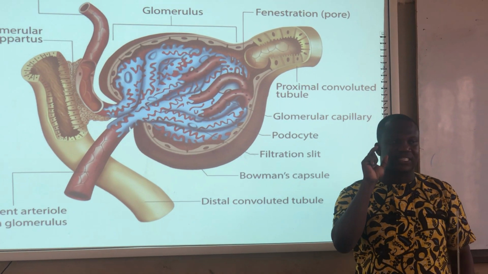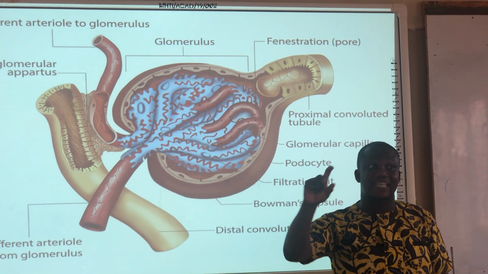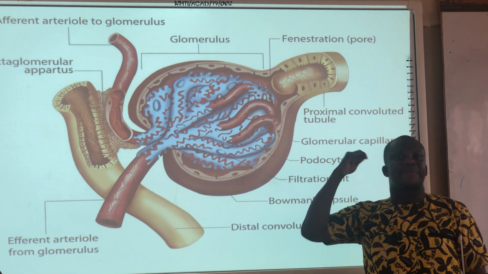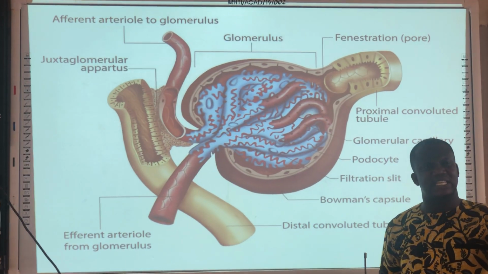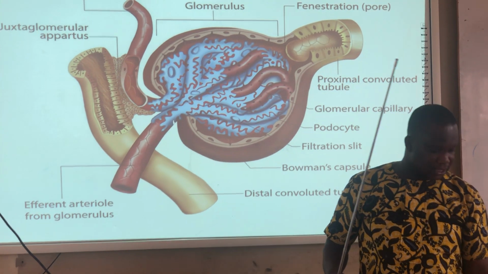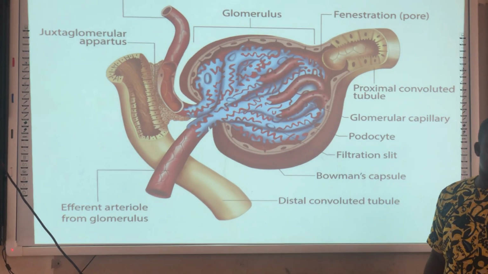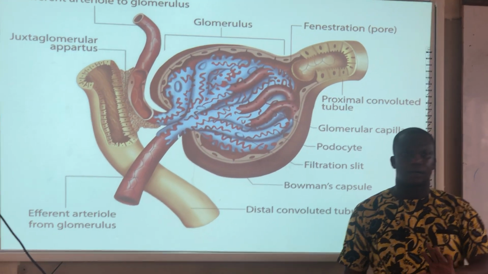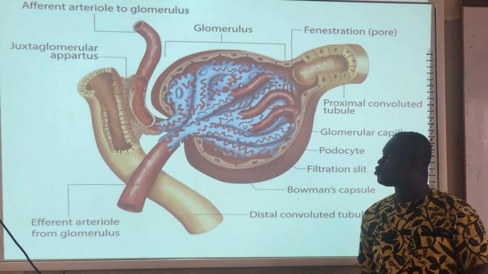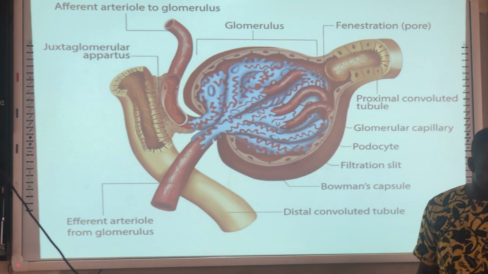But the pores, as we said, are in nanometers. The size of the pore is in nanometers. So they are too small to allow plasma proteins like albumin, globulin, and blood cells to enter into the what? The Bowman's capsule. So in a nutshell, protein and blood cells should not come into the Bowman's capsule.